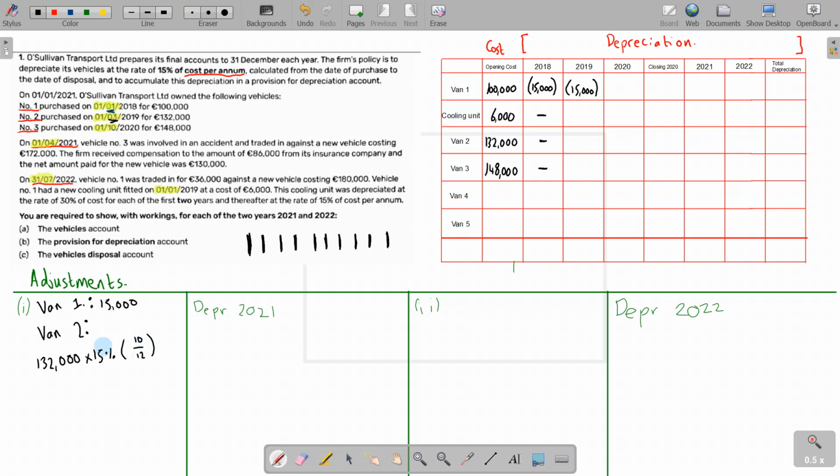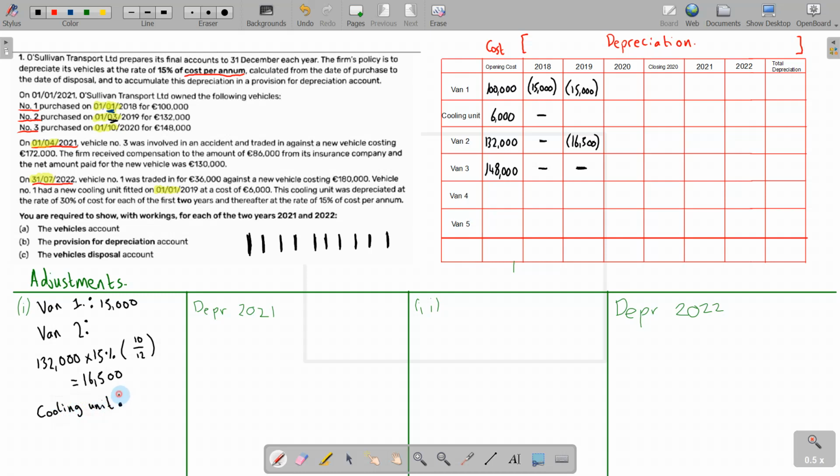is 16,500. So, sorry, that's a cooling unit. 16,500. Looking now at van 3, there's no depreciation in van 3 because we bought it in 2020. So again, no depreciation. You can't have depreciation on something you didn't buy. And in 2019, we never bought it. So now with the cooling unit, we'll just do the cooling unit.